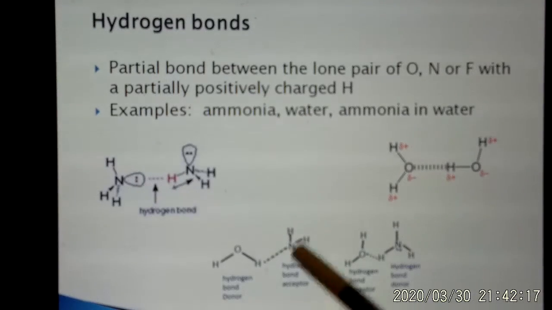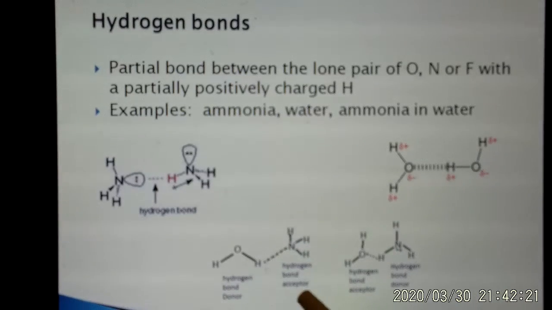Okay? In this case, if I have water and ammonia, then there's the lone pair of the nitrogen here that can form a hydrogen bond to the slightly positive hydrogen on the water. As well, the lone pair on the oxygen can form a hydrogen bond to the slightly positive hydrogens on the ammonia. So we can have hydrogen bonds for substances with itself or substances between two different substances.